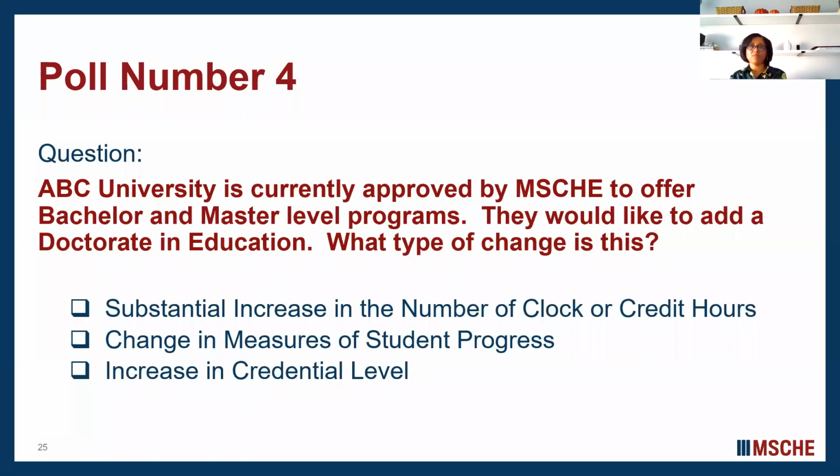And we'll move on to polling number 4. ABC University is currently approved by MSCHE to offer a bachelor and master level degree programs. They would like to add a doctorate in education. What type of change is this? Is it a substantial increase in the number of clock or credit hours? Is it a change in measures of student progress? Is it an increase in credential level? I'll start my polling.